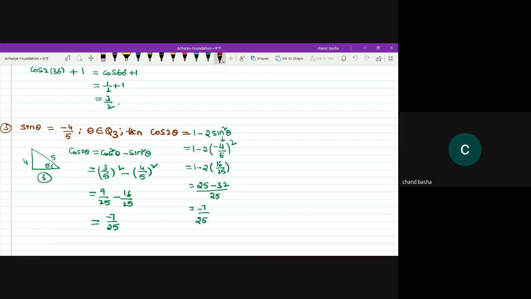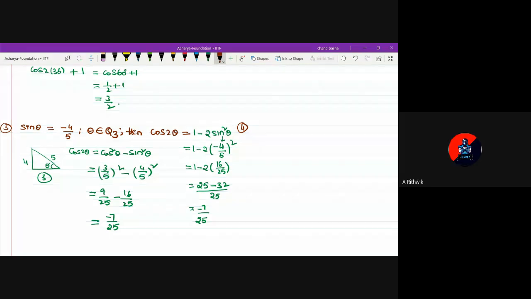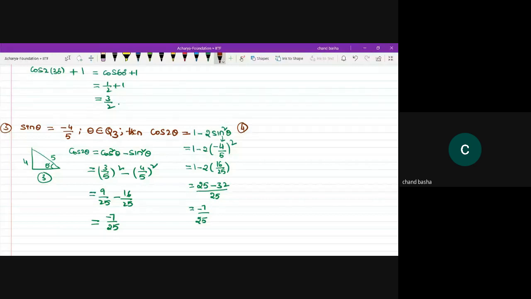Problem number 4. You have to keep in mind all the properties and all the formulas that I have given to you. If you use those formulas frequently, then only will you be able to remember them. Even for a few of the things, I proved them also.